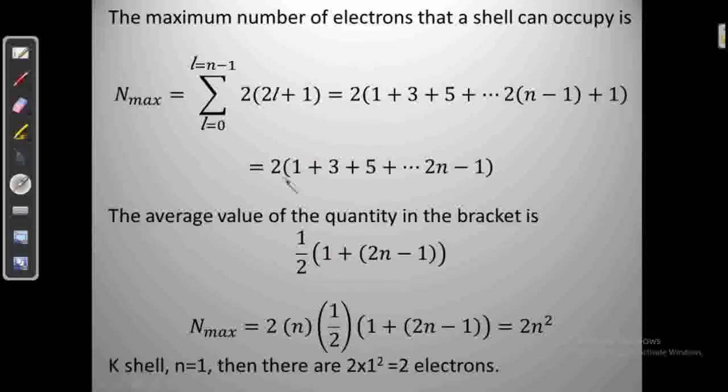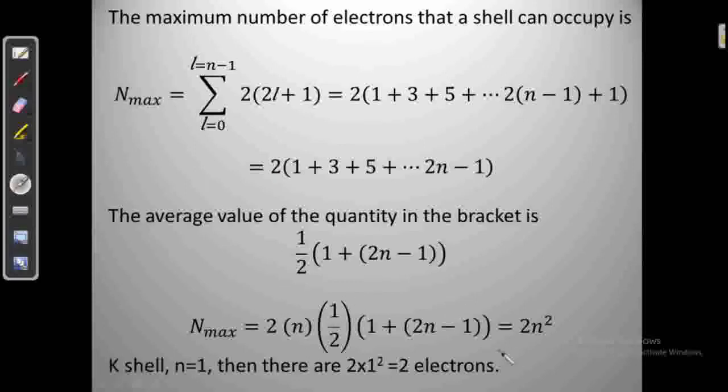So the average value of the quantity in the bracket can be written as half into 1 plus 2n minus 1. So it is the first term plus the last term divided by 2. So this term is the average value, plus 2 here, 2 is there always, 2 into this average value.